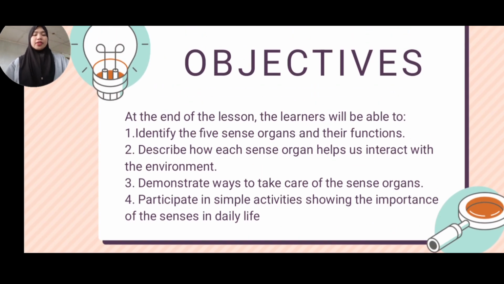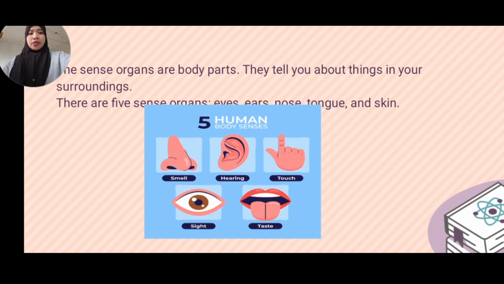So our objectives at the end of the lesson, the learners will be able to identify the 5 sense organs and their functions. So I think you are all familiar with the 5 sense organs, right? Number 2 is describe how each sense organ helps us interact with the environment. And number 3 is to demonstrate ways to take care of the sense organs. And number 4 is to participate in simple activities showing the importance of the senses in daily life. Okay, so let us start.